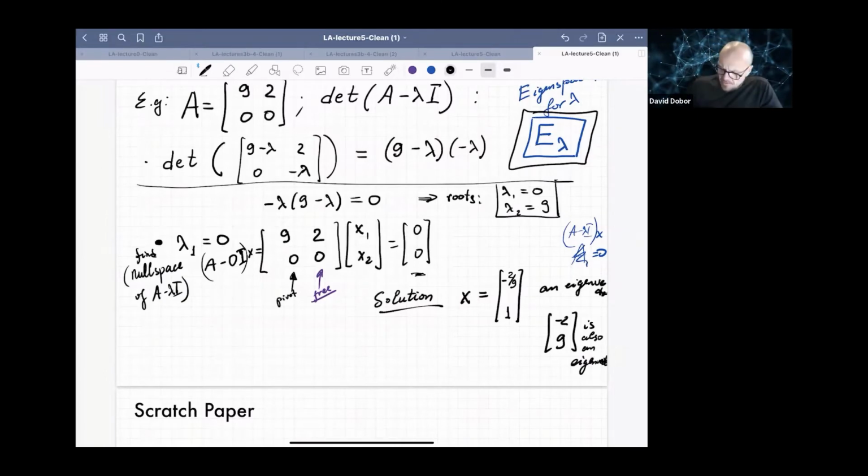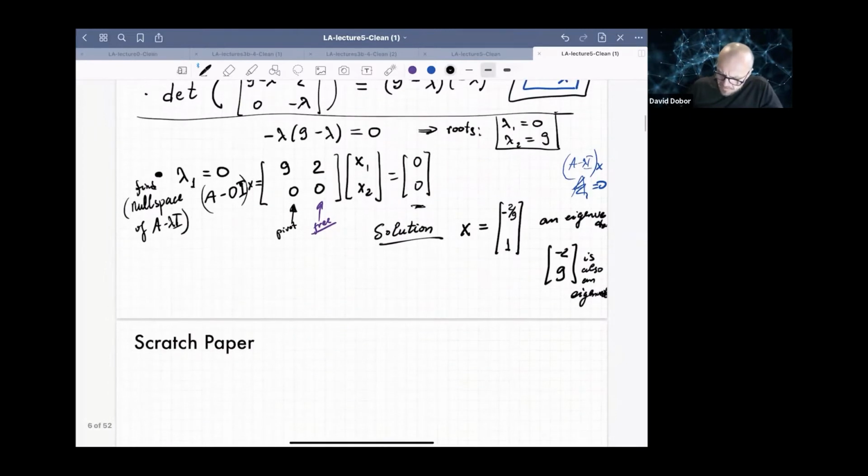So what is the line that's generated by this eigenspace? The entire eigenspace associated with 0 is all the multiples, where C is some number, of just one of these eigenvectors. Let's pick the one that's minus 2/9. That's the eigenspace associated with that eigenvalue, all the multiples.